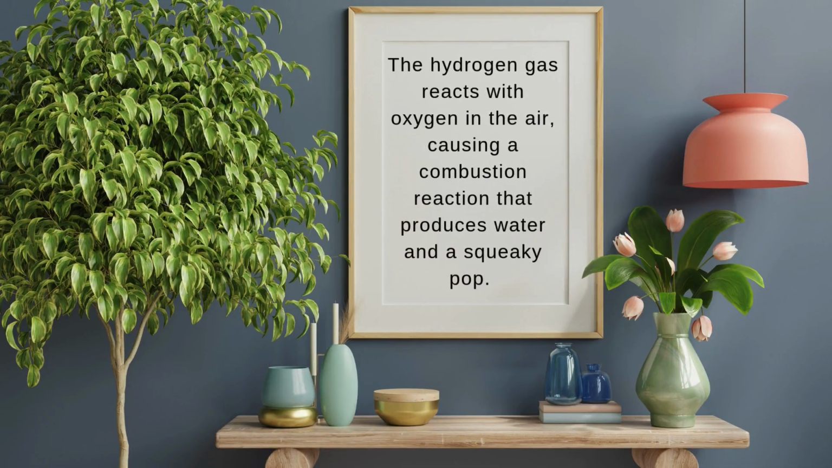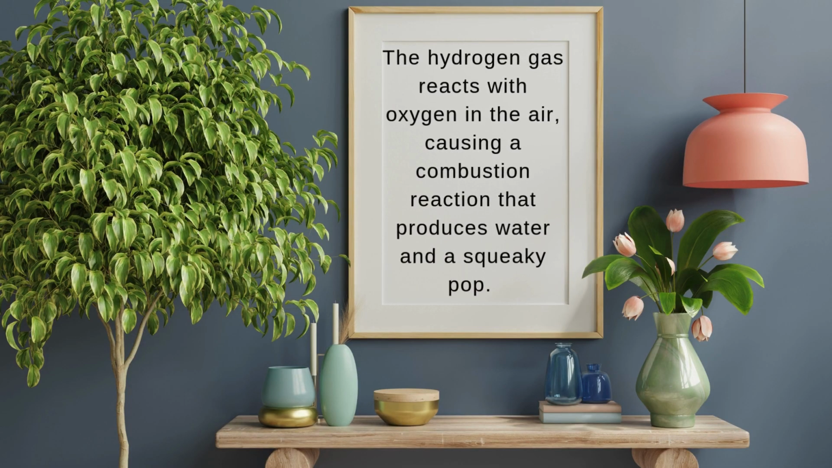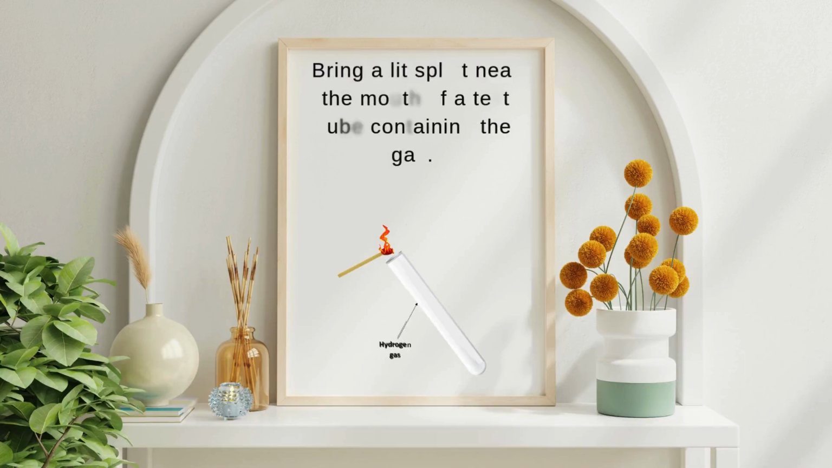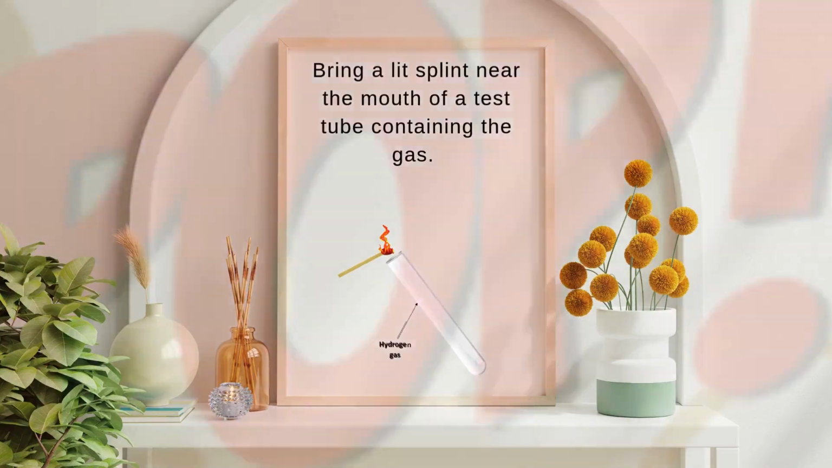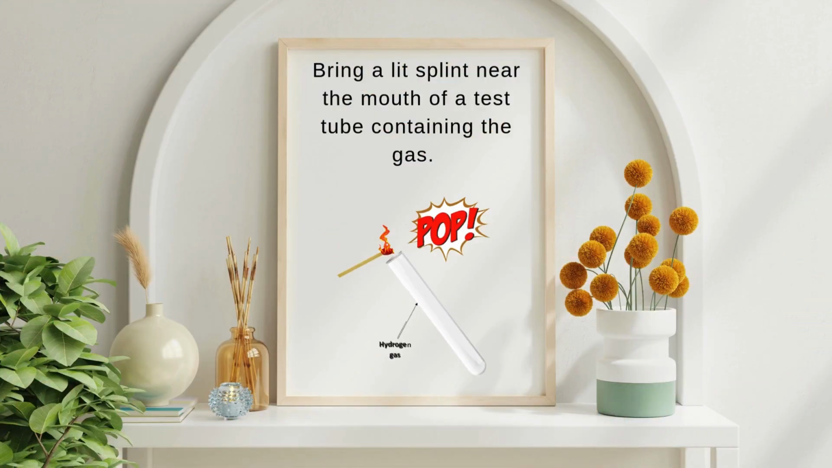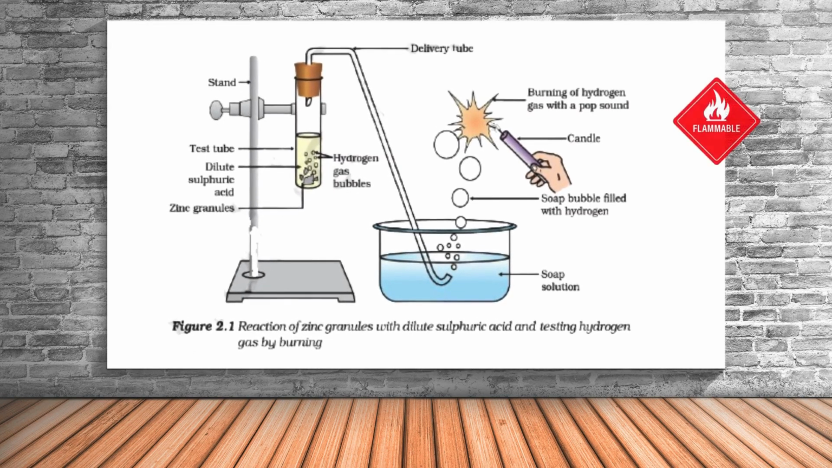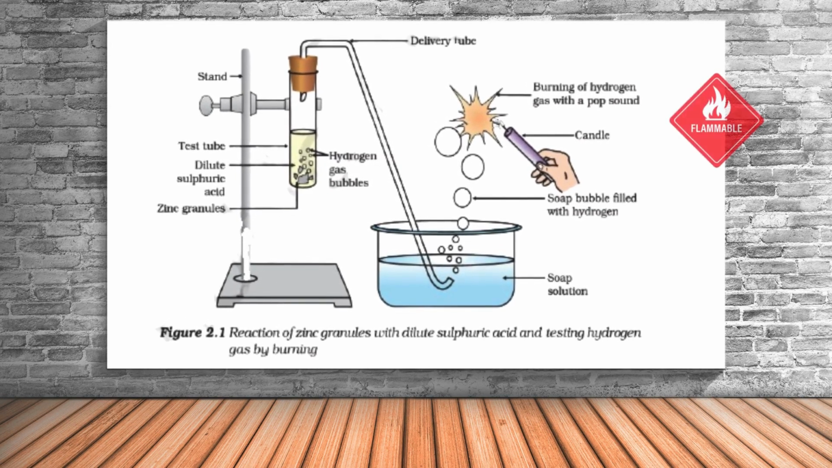The hydrogen gas reacts with oxygen in the air, causing a combustion reaction that produces water and a squeaky pop. So, to test for hydrogen gas, you can bring a lit splint near the mouth of a test tube containing the gas. If you hear a squeaky pop, then hydrogen is present. However, hydrogen gas is flammable, so be careful when handling it.